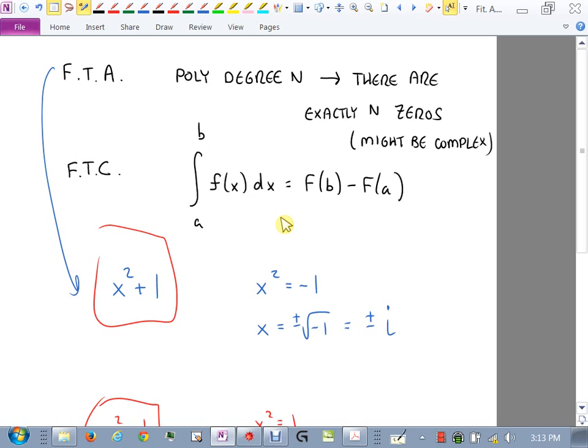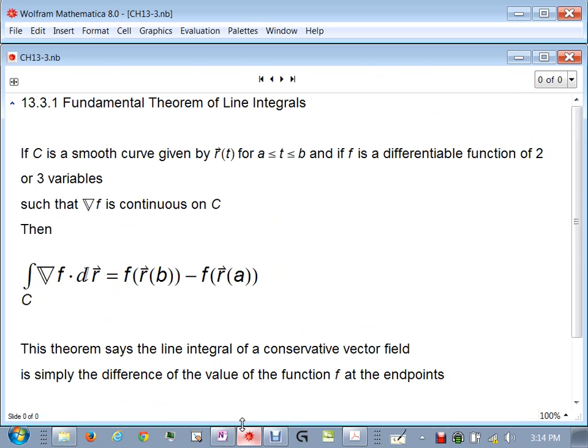This was the derivative of something, right? This is the derivative of capital F, isn't it? If you want to do the integral from a to b of the derivative of capital F, then you just take capital F and evaluate at the endpoints. This one is saying, if you want to take the line integral of the derivative of f, the gradient, then all you have to do is evaluate the original function f at the two endpoints of the curve.